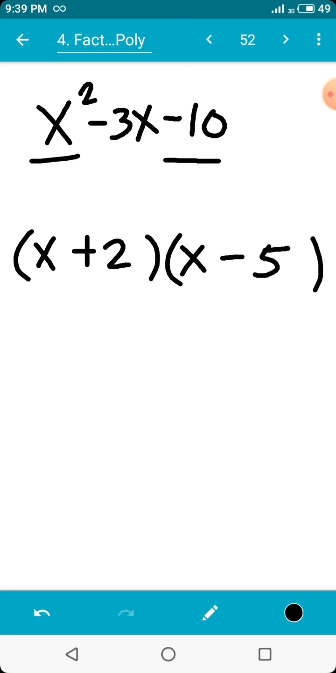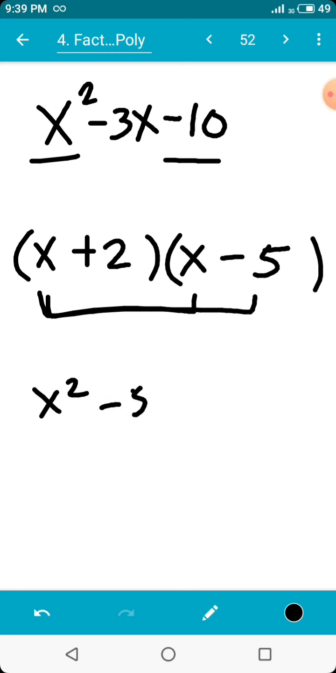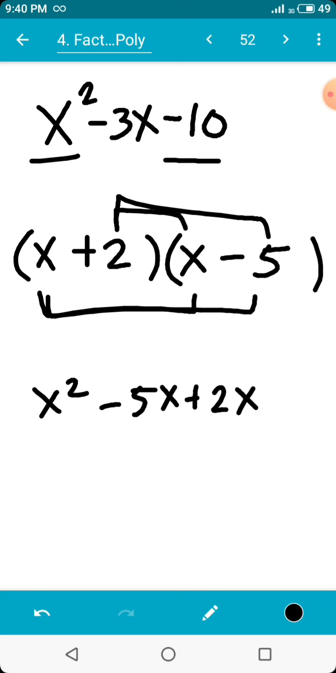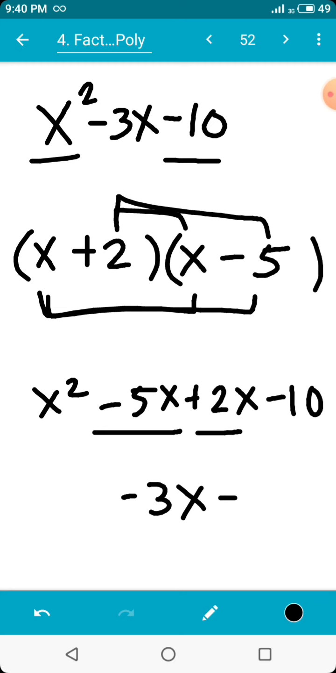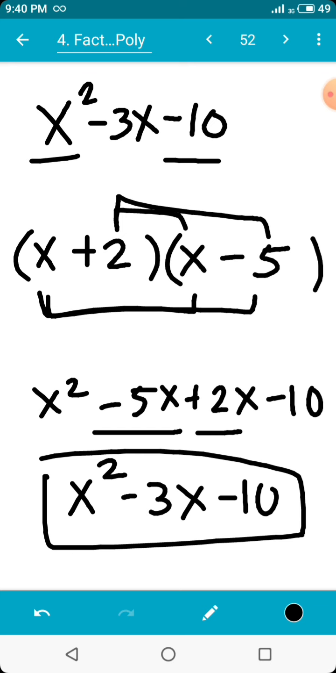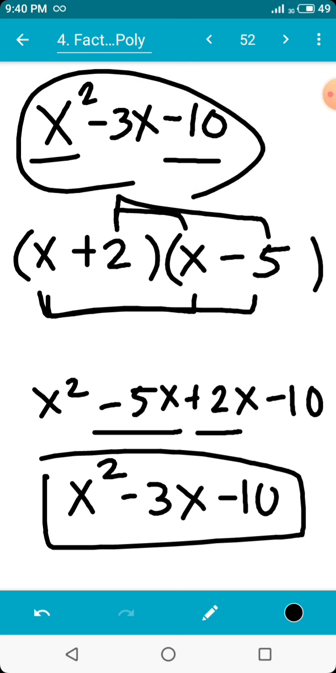So, to check kung tama tayo, gamitin natin yung FOIL method. So, x times x, that is x squared, x times negative 5, that is negative 5x, and then 2 times x, that is positive 2x, and then 2 times negative 5, that is negative 10. So, combine like terms, since we have here negative 5x and 2x, that is negative 3x. Then, just bring down negative 10 and x squared. So, ito yung product na nakuha natin, and ito lang din naman yung kinuhanan natin na factors. So, kung same sila, ibig sabihin, tama yung factors na nakuha natin.